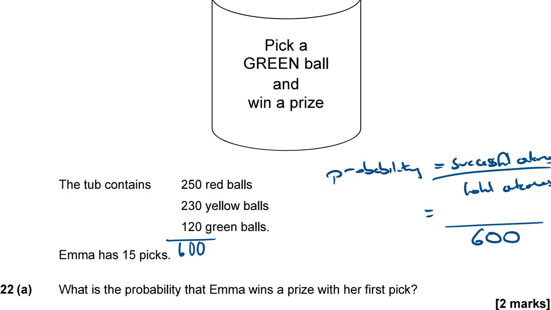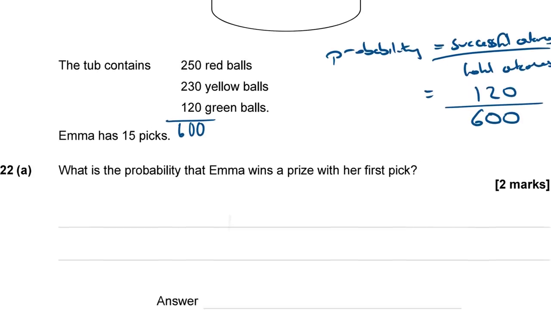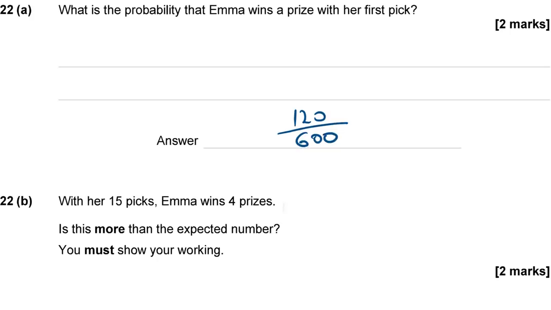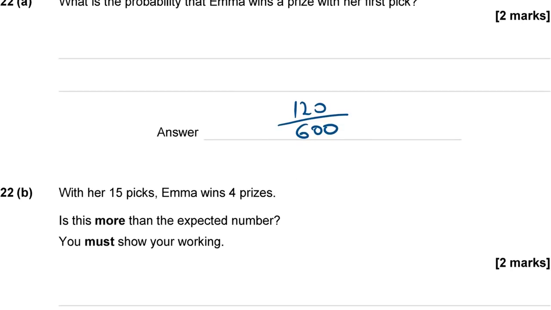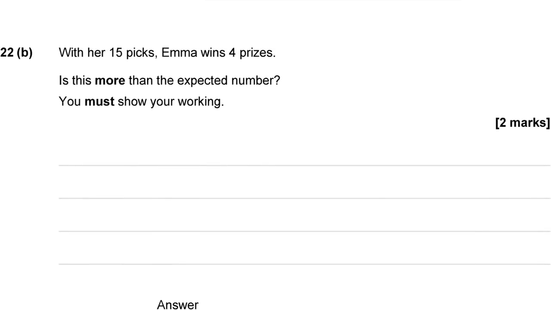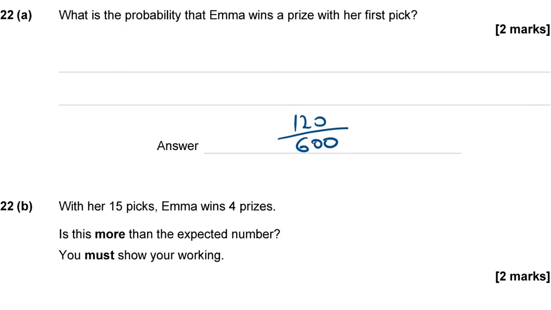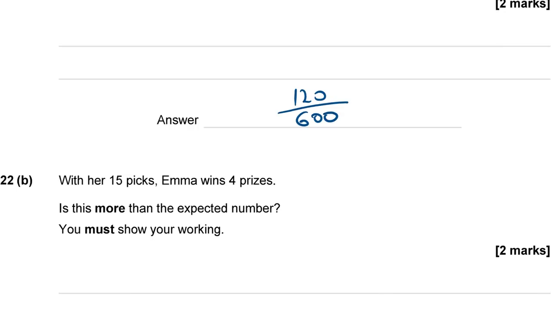Success in this game is picking a green ball. So how many green balls are there? There are 120, it tells us in the question. So the probability that she wins a prize with her first pick is going to be 120 out of 600. Okay, you can cancel that down, but there's no need to with probability questions. They'll never give you any marks for it. And the only thing you can do is accidentally cancel it down incorrectly and lose marks. So leave it as it is.